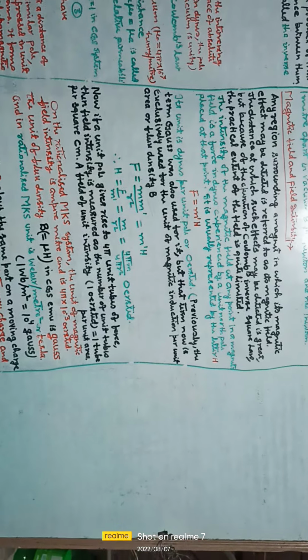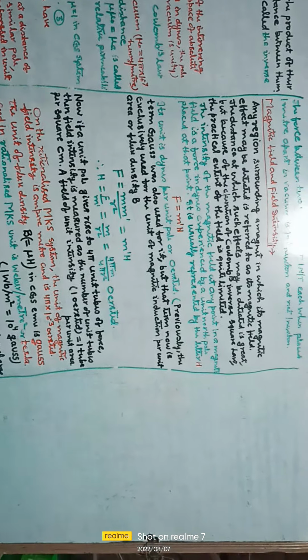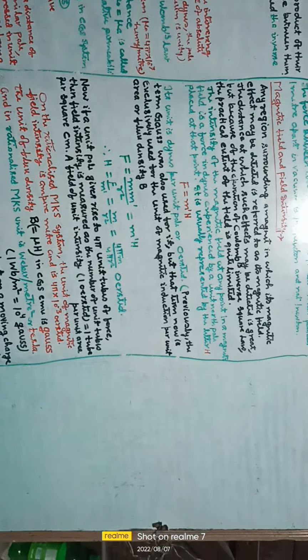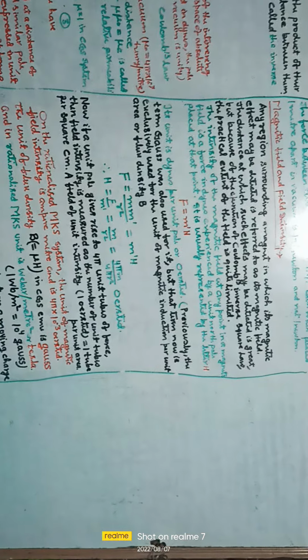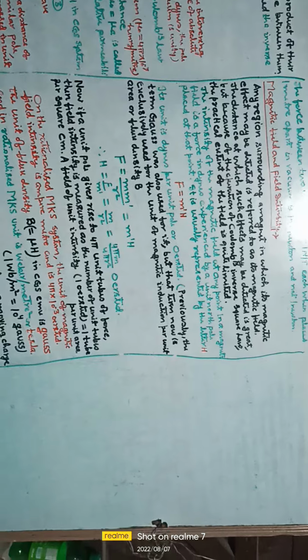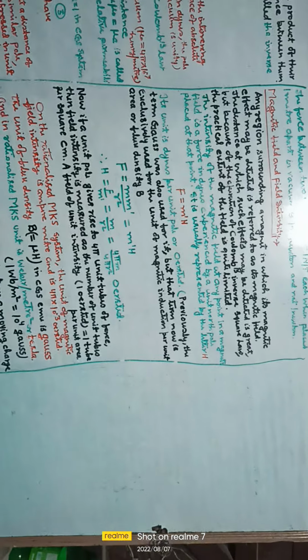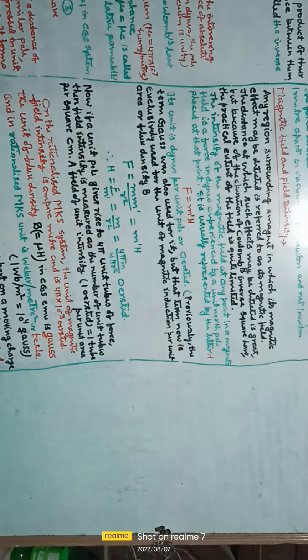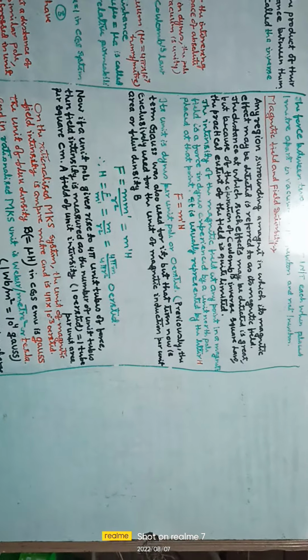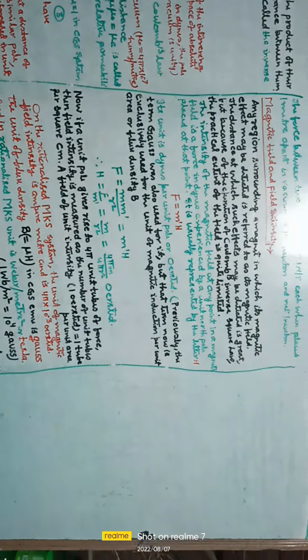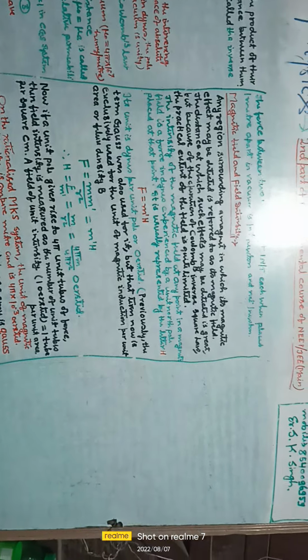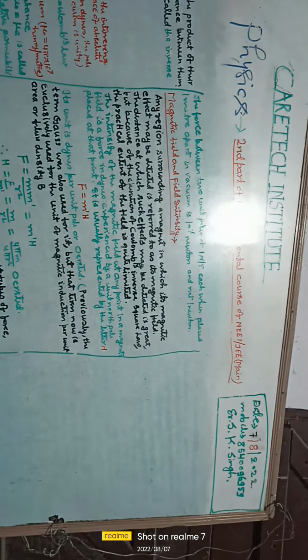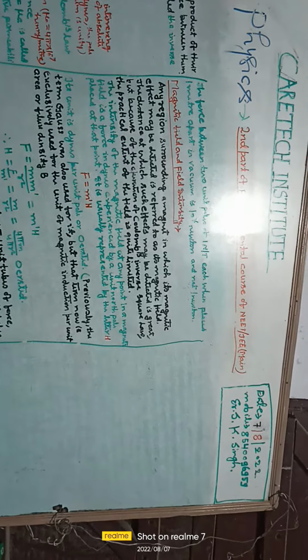So F equals m dash by r square equals m dash H. Therefore H equals F by m dash equals m by r square equals 4 pi m by 4 pi r square oersted. Now if a unit pole gives rise to 4 pi unit tubes of force, then field intensity is measured as the number of unit tubes per square centimeter. A field of unit intensity, 1 oersted, equals 1 tube per unit area.